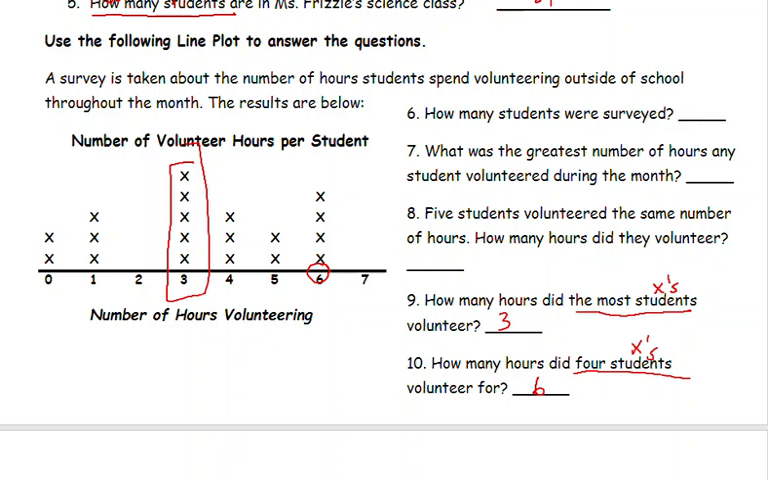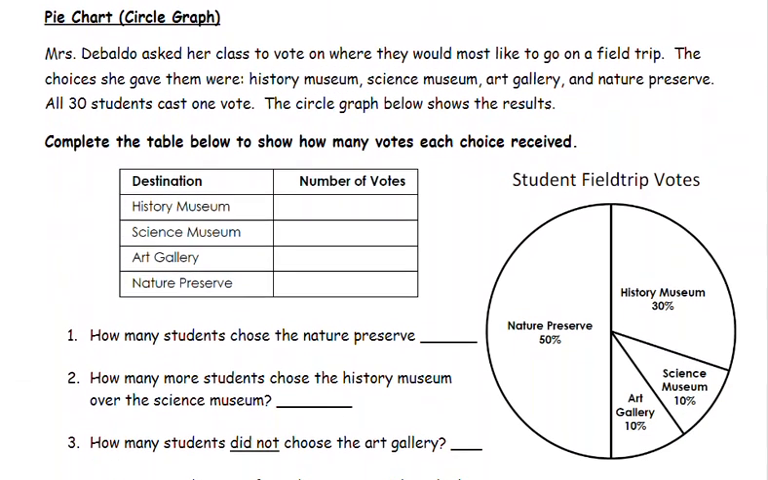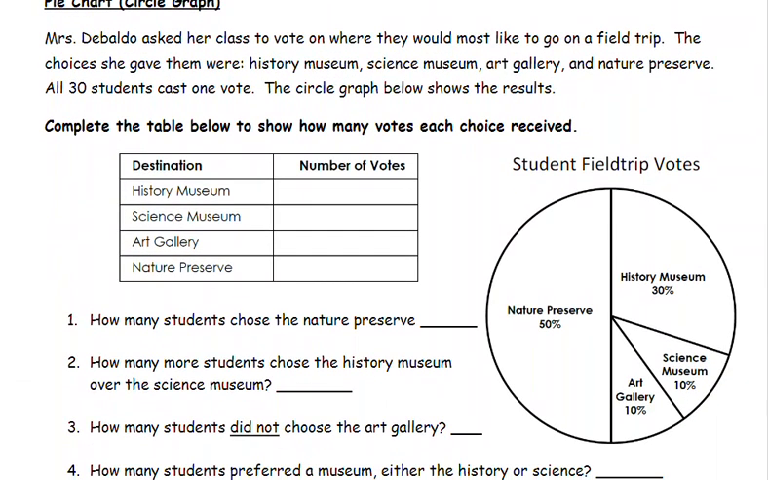Alright, so now we're going to keep going. We're going to look at a pie chart, or the circle graph. So this is where each wedge of the circle represents a different portion or a different chunk of our data set. So here, the first thing that we need to find out whenever we're dealing with a circle graph is the total number of students. So in our problem, if we read that, we can see that we had all 30 students.